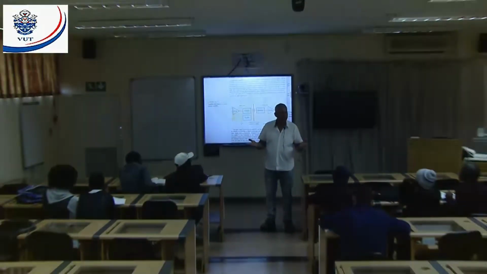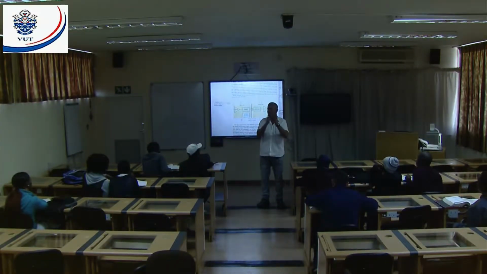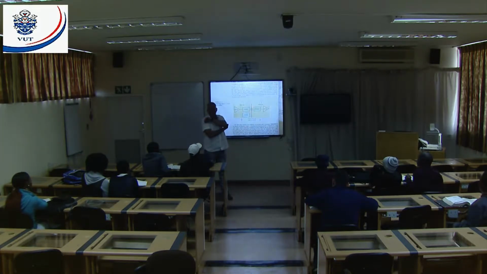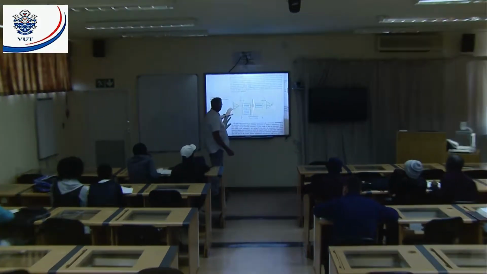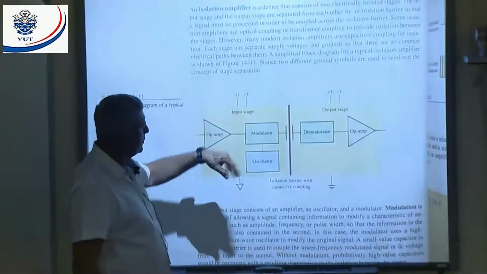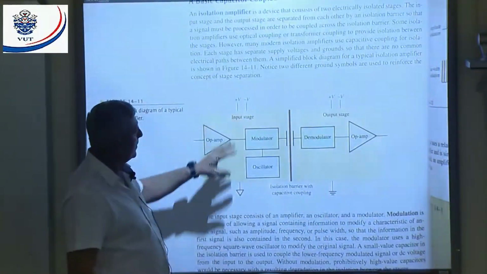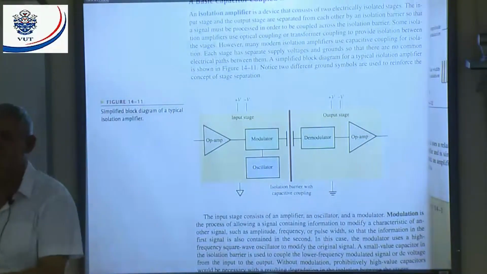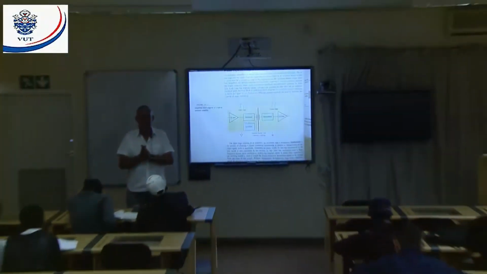What is a capacitor? It's two plates with a dielectric material in between, all right? That means, according to me, if I want to isolate two things and I use a capacitor there, it will work. But why do we do everything to have two different supplies and to have a modulator and an oscillator and on the other side a demodulator? Why? Anybody?